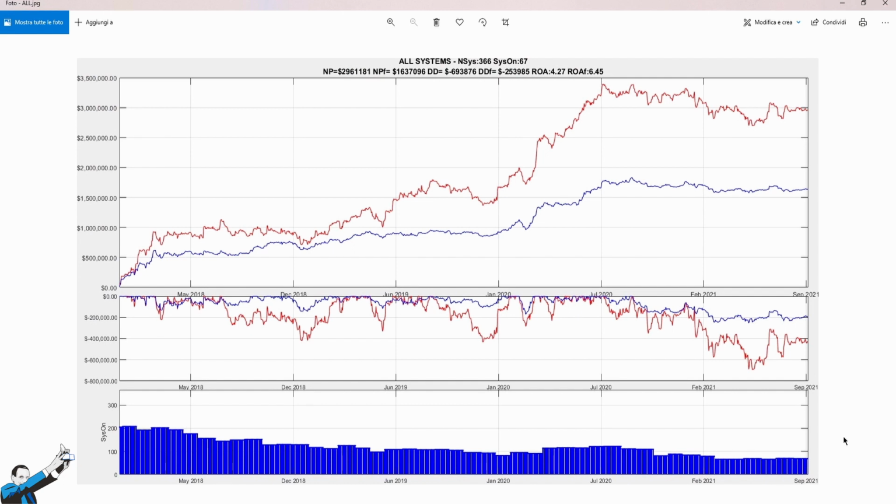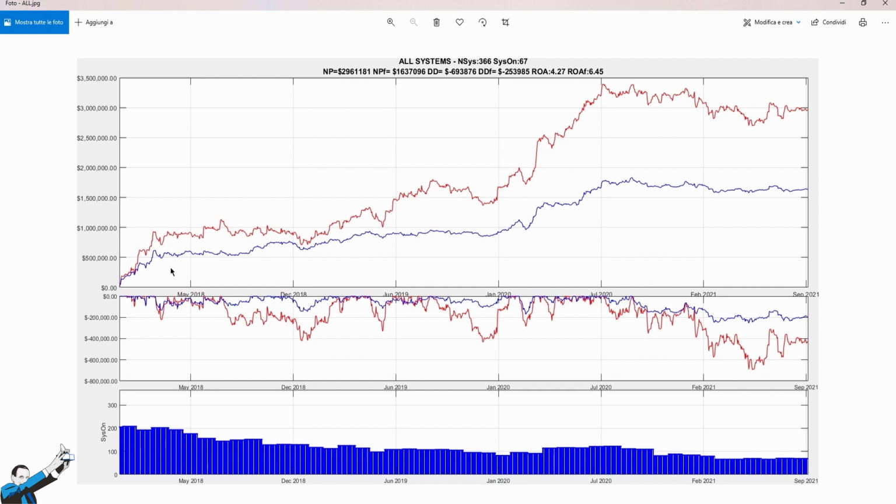The red line is the equity curve of all the systems in our portfolio, which, as you can read here, after NCIS are 360. Now, this equity line shows the performance of all the strategies without any filter and working with a fixed size of one contract.